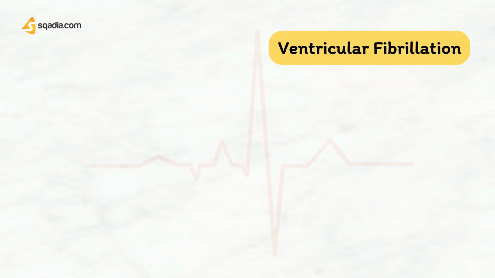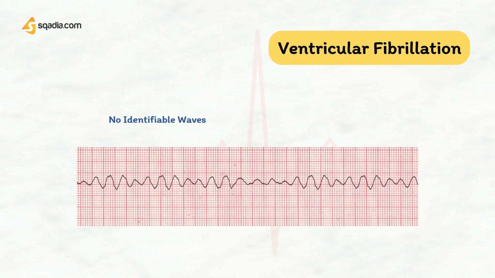Now, in ventricular fibrillation, this is a completely erratic rhythm that has no identifiable waves whatsoever. This is extremely dangerous as it is a fatal arrhythmia and causes sudden death without immediate CPR and defibrillation.